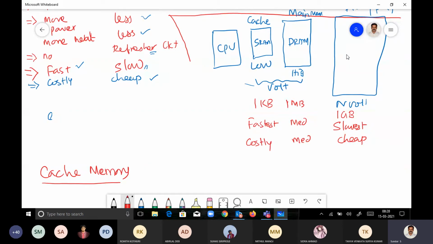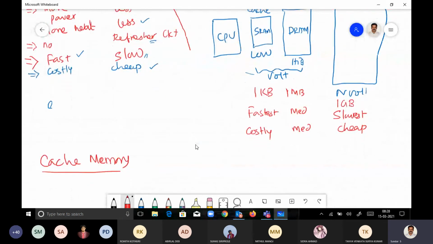Now I told you, whenever the computer is switched on, a portion of the data will be shared here. From this, a portion of data will be shared here, right? This is called mapping. Mapping some data from higher capacity to lower capacity, from here to here. So how does the mapping happen?